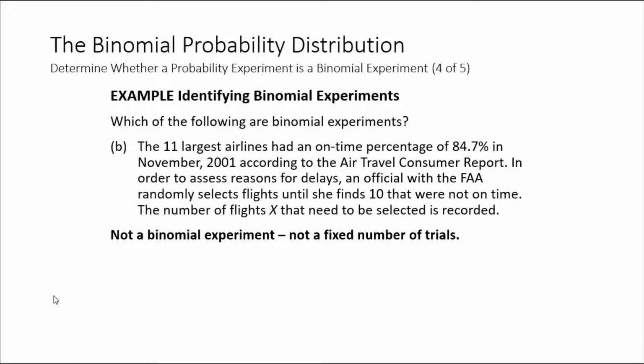In this case, we don't have a binomial experiment because the number of trials is not fixed. She selects flights until she finds 10 flights that are not on time. She could find that in the first 10 flights, she can find that in the first 50 flights, she can find that in the first 100 flights, no one knows. So since the number of trials for this experiment is not fixed, this is not a binomial experiment.